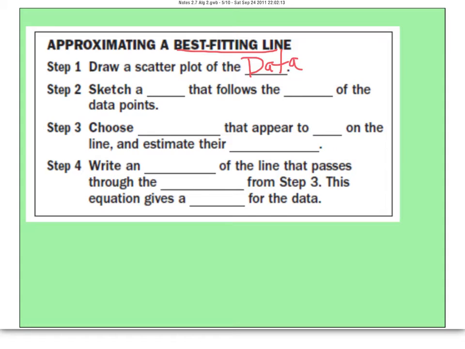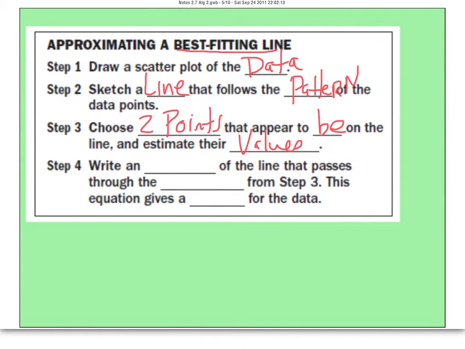Then we're going to sketch a line that follows the pattern of the data points. Next, we're going to choose 2 points that appear to be on the line and estimate their values. Then for step 4, we're going to write an equation of the line that passes through the 2 points from step 2. And that gives us a line for the data.